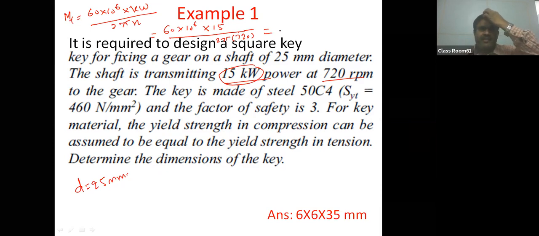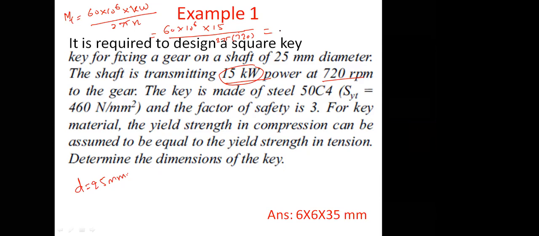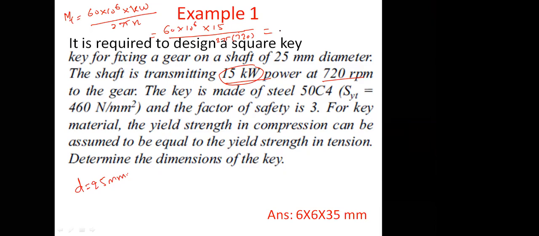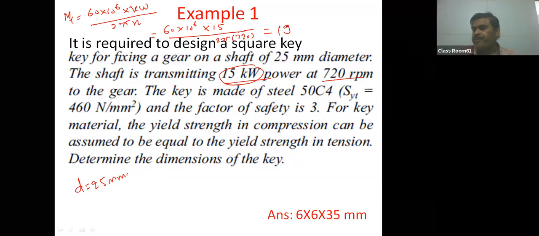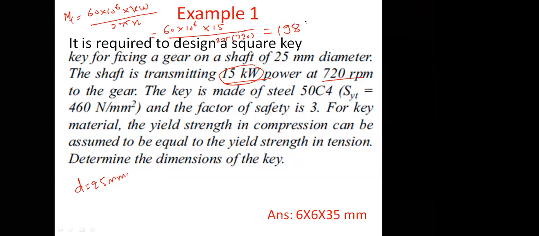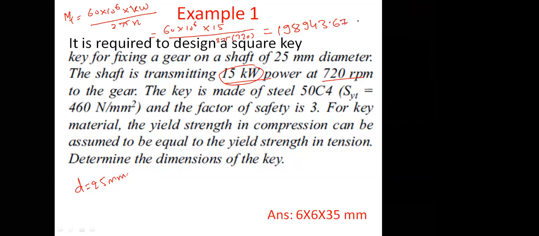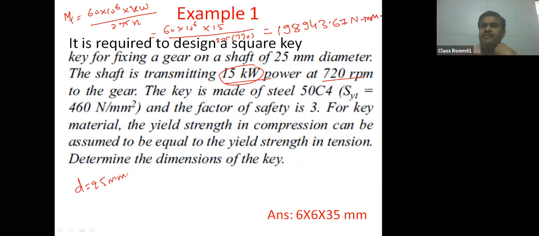So calculate this. What is the torque coming on the key? What is the torque transmitted by the key from shaft to the hub? Just calculate. Tushar Gupta, are you sitting with the calculator? Yes sir. Yes, tell me what value is coming? 60 into 10 to the power 6 into 15 divided by 2 pi 720 gives 198,943.67. Take 198,943.67, up to 2 digits. The unit is Newton millimeter. Okay, so torque is available to you, right?